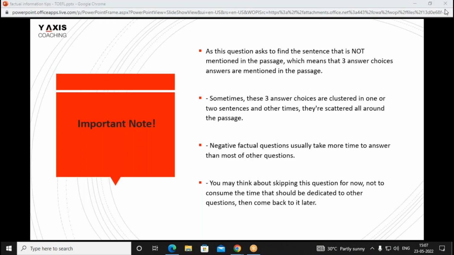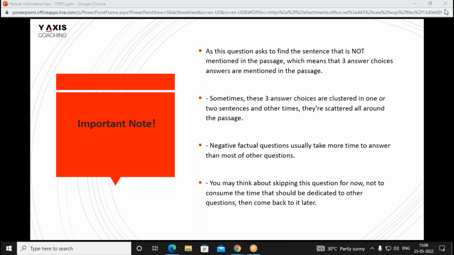Let us understand how we approach this question type. As we all know, we need to identify the option choice that is not mentioned in the passage. For that, we should look for the other 3 option choices which are mentioned in the passage. How do we identify them? These choices can be seen as a cluster in 1 or 2 sentences in one paragraph, or they can be scattered all around the passage.